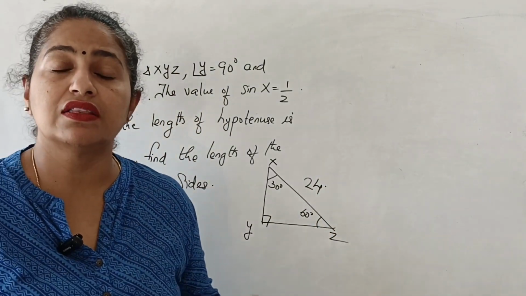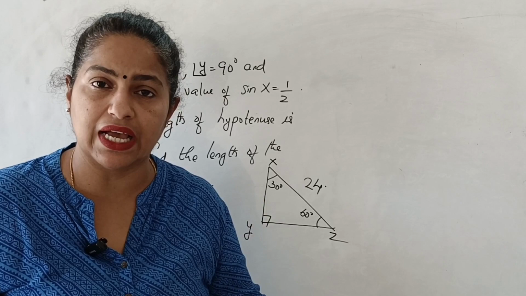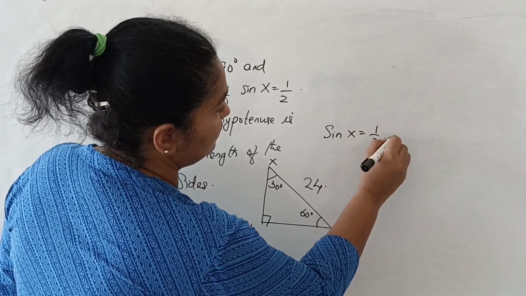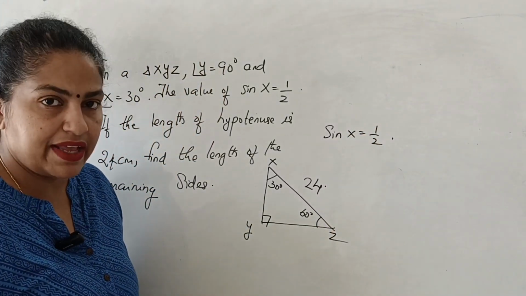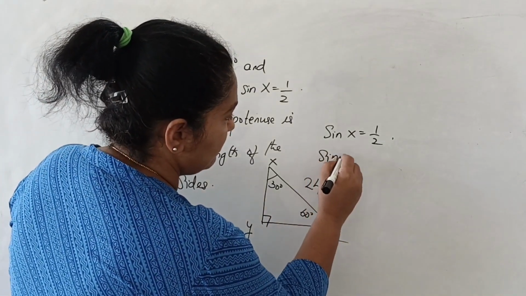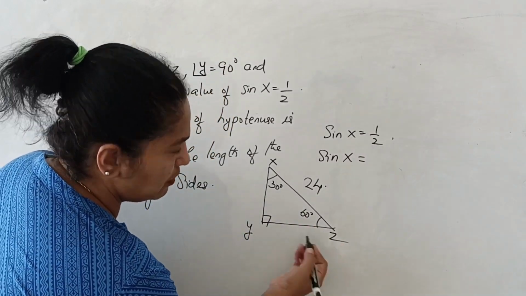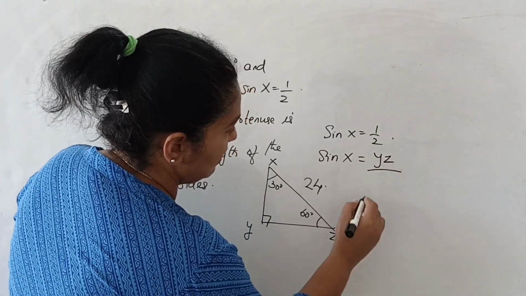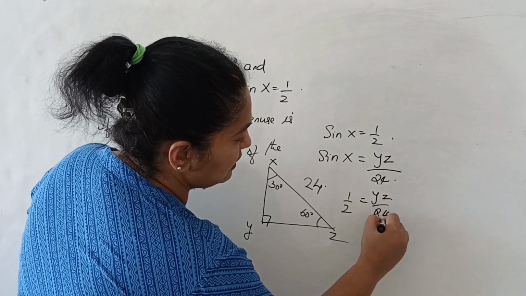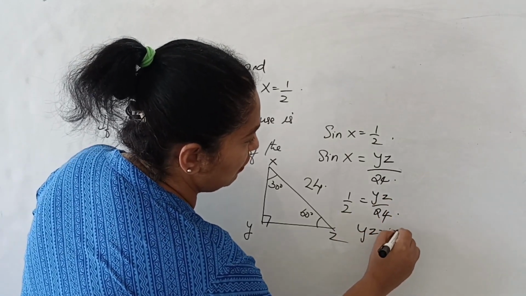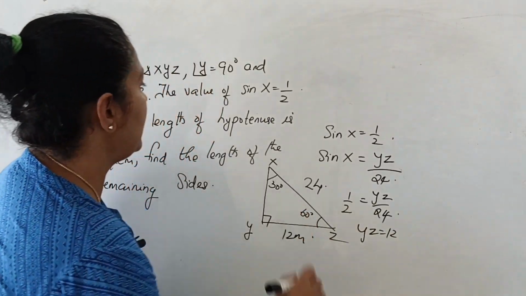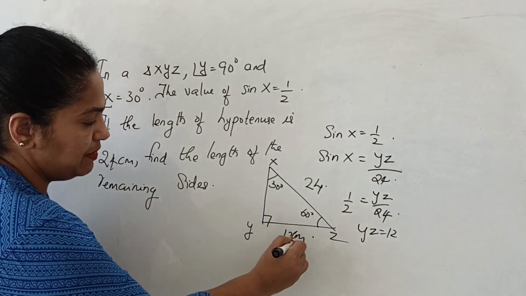What else is given to us? The value of the trigonometric ratio sine of angle X, or angle 30, is given to us as sine X is 1 by 2. Fine. Now, what is sine of angle X? It is the opposite side by the hypotenuse. So sine X is YZ by hypotenuse. Now, sine X is given to me as 1 by 2. So I can find the length of YZ as 12. So this length we got as 12, and assuming it is given in centimeters, it is 12 centimeters.